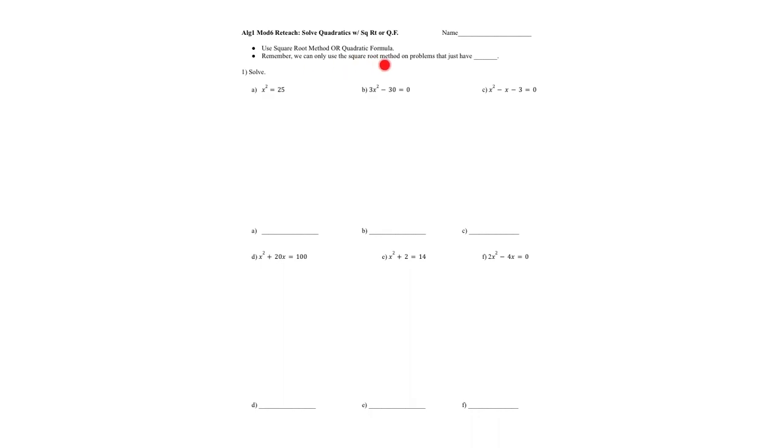We want to remember that we can only use the square root method on problems that have only the x squared. It doesn't have an x term. What I'd like you to do now is look at all of our examples on both sides, and I would like you to highlight or circle your x terms, because then we know we cannot do the square root method.